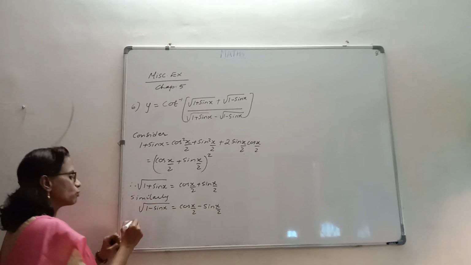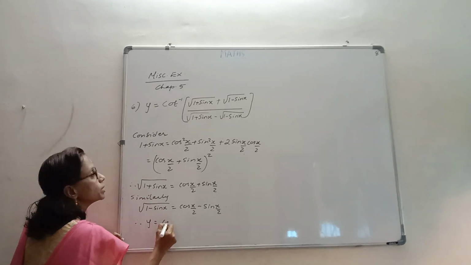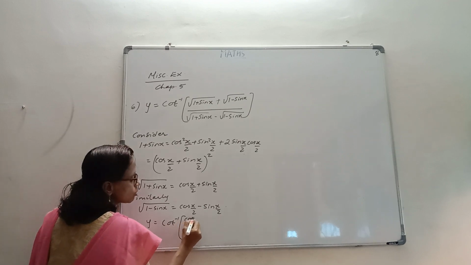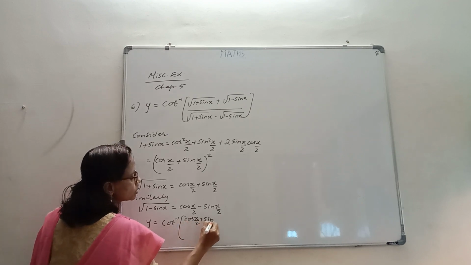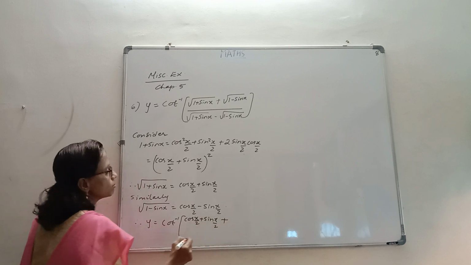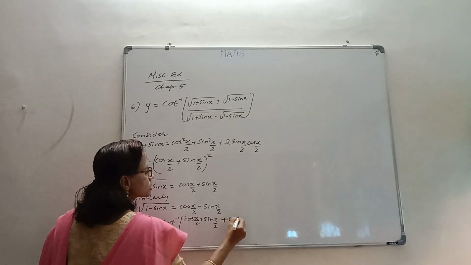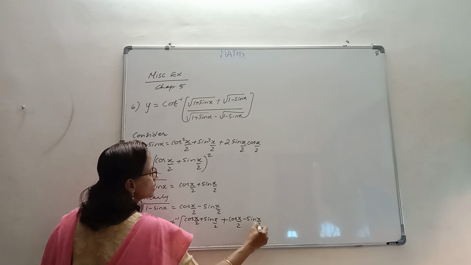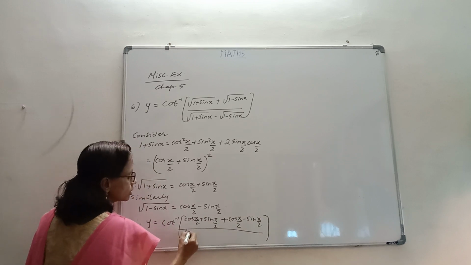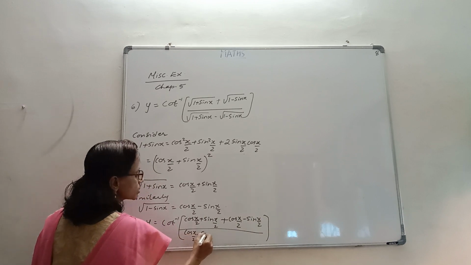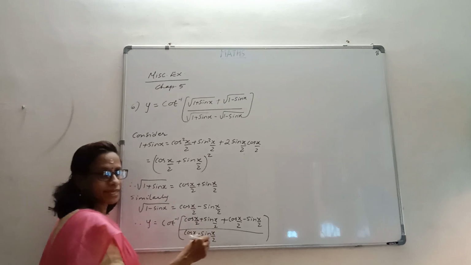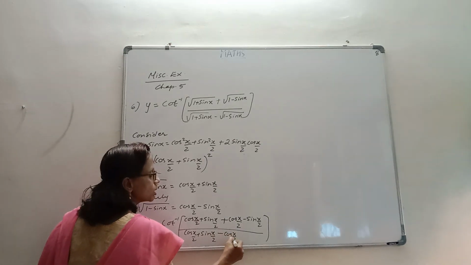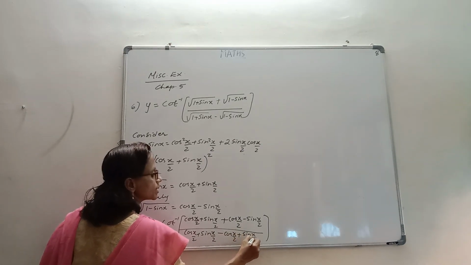So what happens? We'll check what happens to our y value. Y becomes cot inverse of 1 plus root of 1 plus sin x, which for us is cos x by 2 plus sin x by 2, and root of 1 minus sin x, we have got it: it is cos x by 2 minus sin x by 2. And so on for the denominator. Denominator is cos x by 2 plus sin x by 2 minus, because minus is there, the terms inside will change their signs, and you're going to get minus cos x by 2 plus sin x by 2.